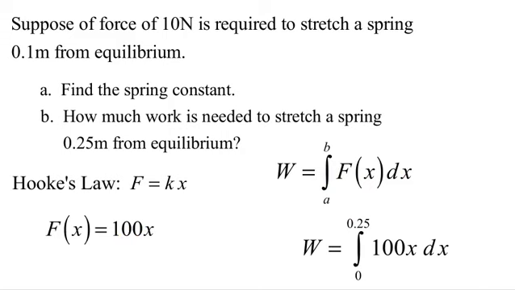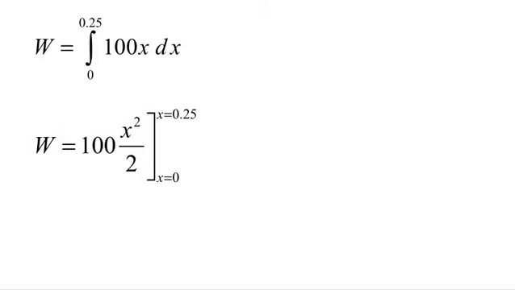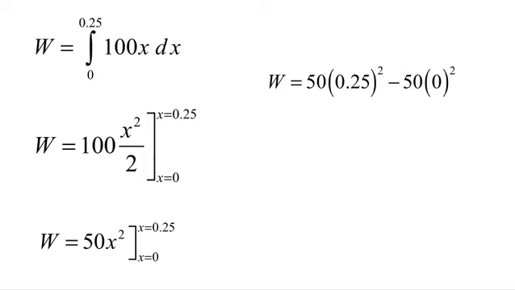And now all we have to do is evaluate that integral. So let's quickly do that. The antiderivative of x is x squared over 2. So we have 100 x squared over 2 evaluated as x ranges from 0 to 0.25. 100 over 2 is, of course, 50. 50x squared as x ranges from 0 to 0.25. Plug in those numbers and subtract. So 50 times 0.25 squared minus 50 times 0 squared will give us an answer.